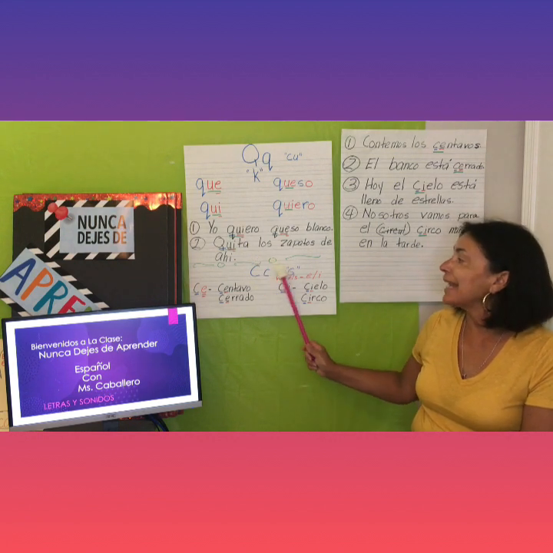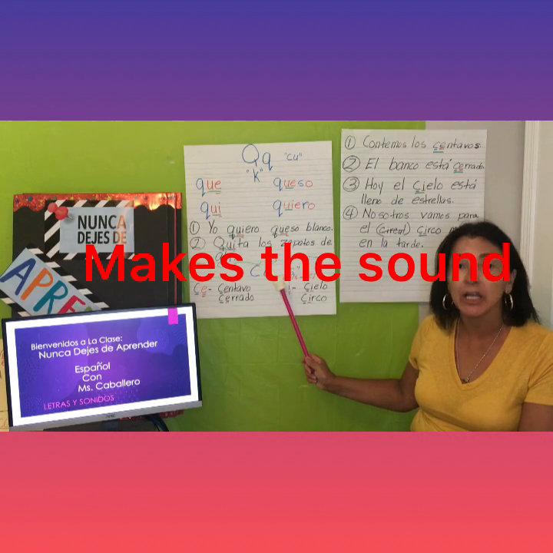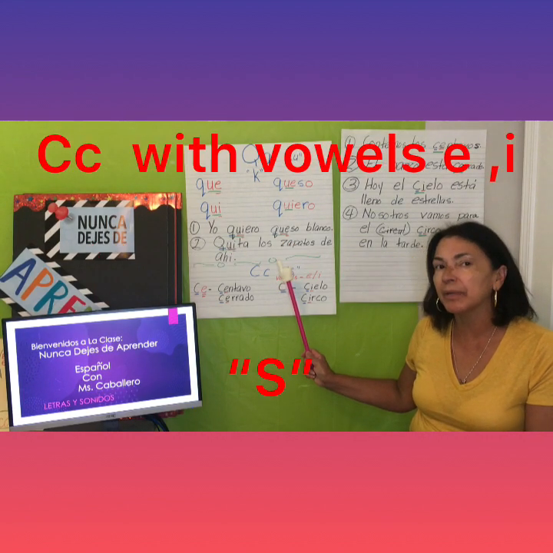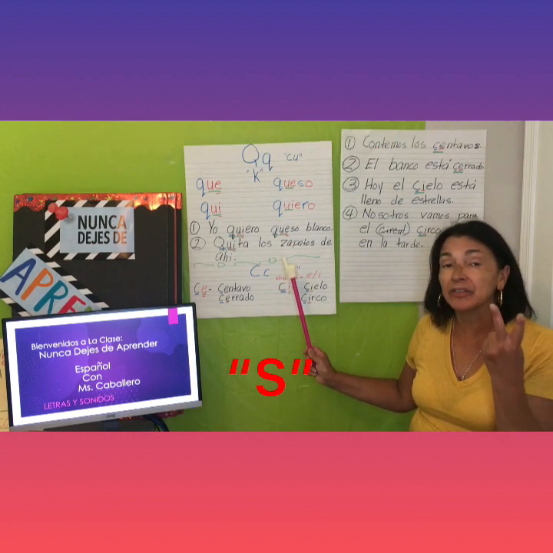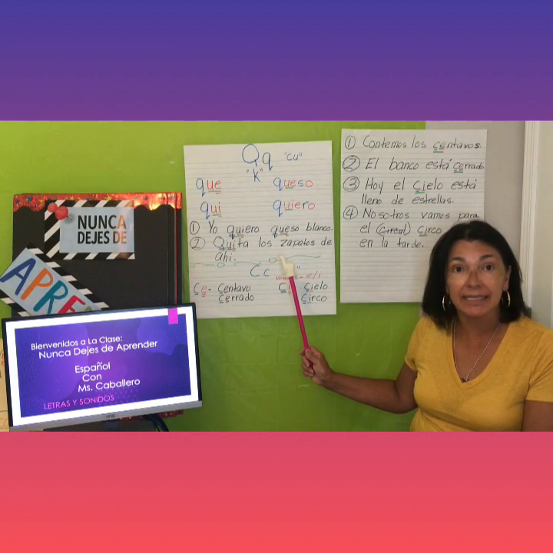Now, voy a la consonante C. We're going to now begin with consonante C. We already learned in our previous videos that C has two sounds. It has K and it also has S. Today we're going to talk about C con el sonido S.